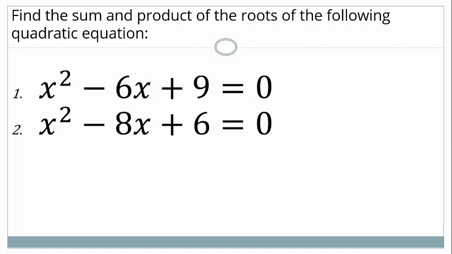Now for your task, you're going to find the sum and product of the roots of the following quadratic equations. Number 1, x squared minus 6x plus 9 is equal to 0. And number 2, x squared minus 8x plus 6 is equal to 0.